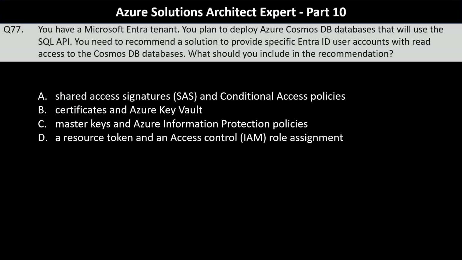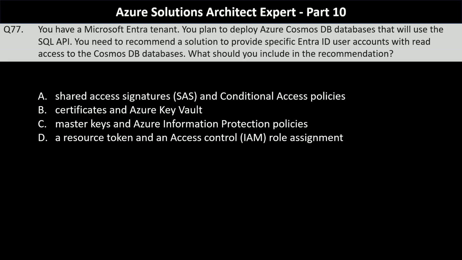Next question. You have a Microsoft Entra tenant. You plan to deploy Azure Cosmos DB databases that will use the SQL API. You need to recommend a solution to provide specific Entra ID user accounts with read access to the Cosmos DB databases. What should you include in the recommendation? Your options are shared access signature, SAS, and conditional access policies; certificates and Azure Key Vault; master keys and Azure Information Protection policies; a resource token; and an access control IAM role assignment.